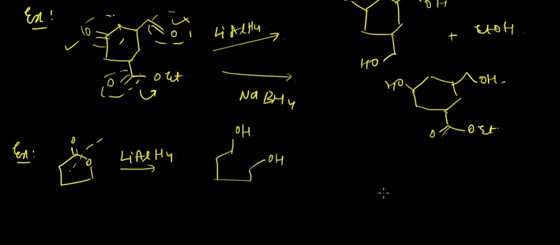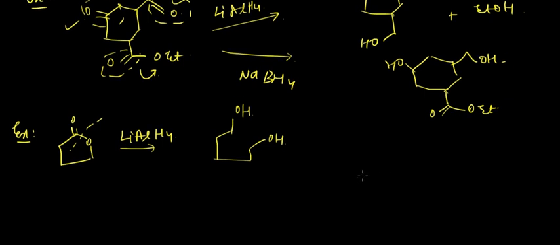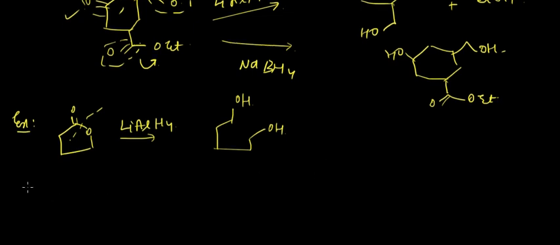This would be the final product. And why did this bond break? Why not this one? The answer is obviously that this carbon atom is more partially positively charged. So the coming H minus would be attacking this carbon atom.